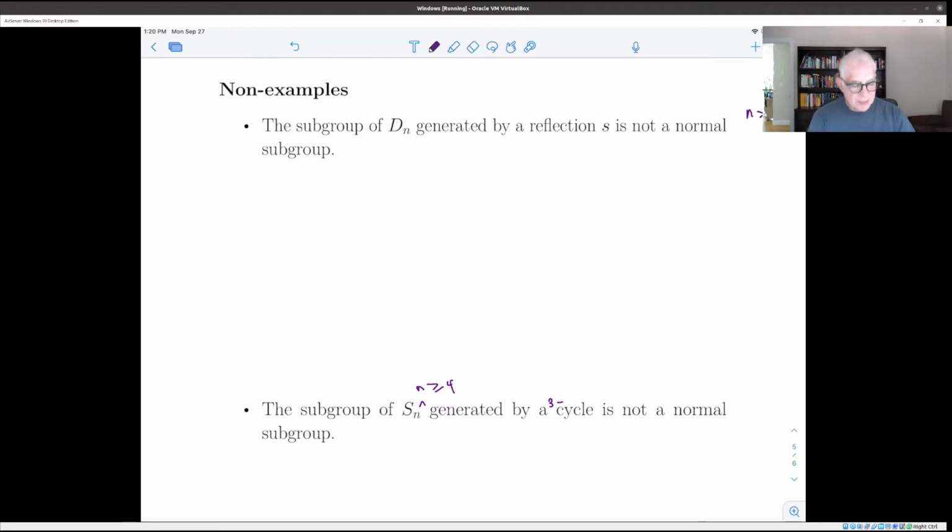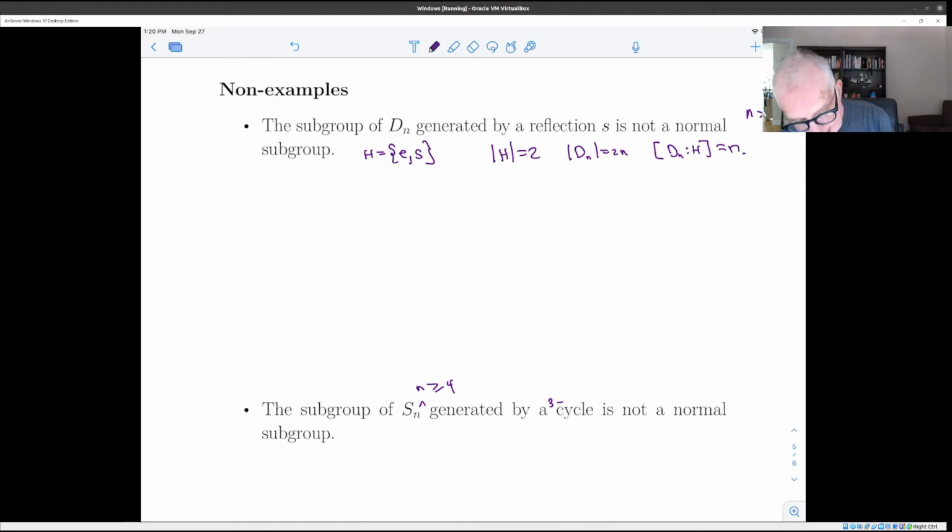And so we have a rotation and a reflection. And I'm going to let H be the subgroup of order 2 generated by S. And since H has 2 elements and Dn has 2n elements, we know that the number of cosets, the index of H, is n. And we can find those n cosets by taking elements of Dn which are not in H and looking at the coset that they yield.